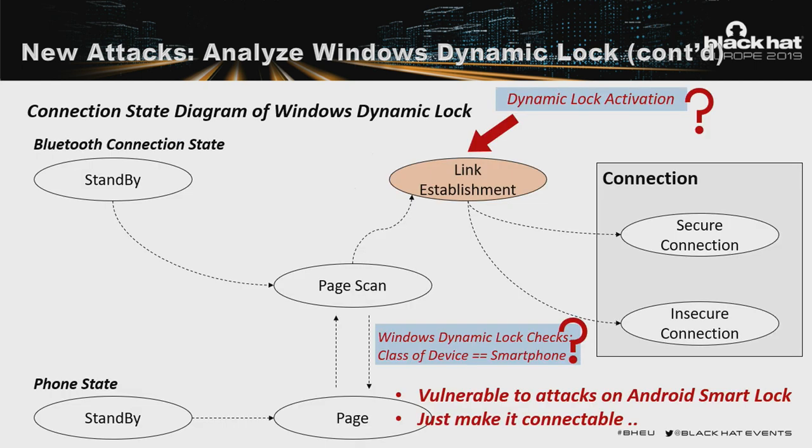Dynamic Lock also used the link establishment to determine the connection with the trusted device. This means that Dynamic Lock can also be exploited using the service discovery protocol. In addition, it is vulnerable to passive attacks. The attacker just needs to set his device as connectable. The laptop then connects itself with the attacker.